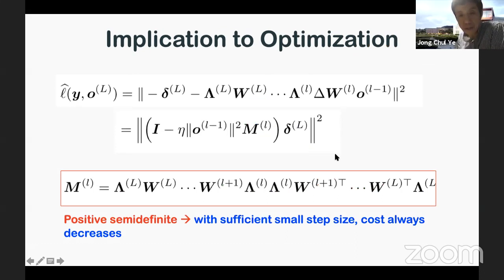So why is this symmetry important? If we design this kind of optimization algorithm for each layer to obtain this weight parameter, this becomes positive semi-definite. Because of that, with a sufficiently small update size, you can guarantee that the cost is always decreasing. So with the ReLU, it's more stable to train the neural network.